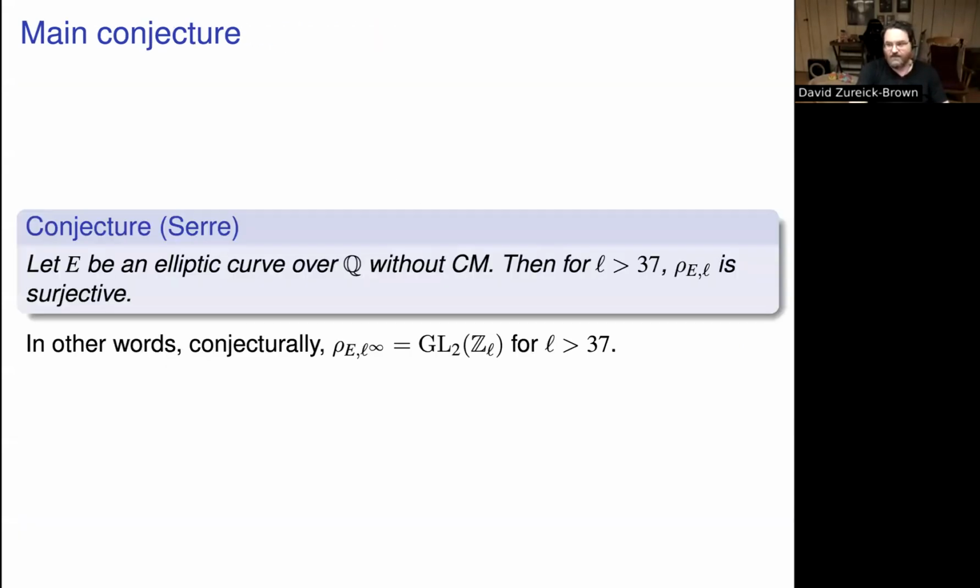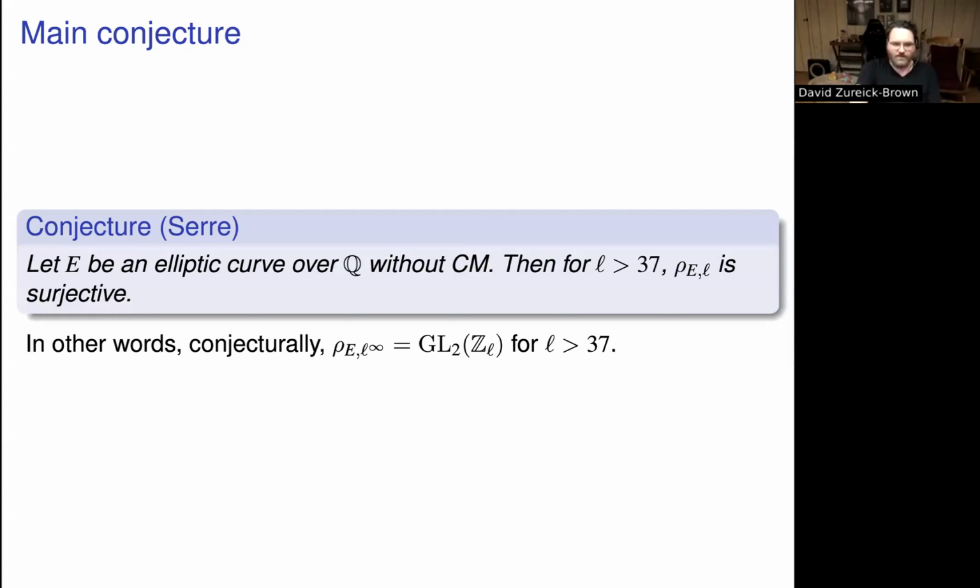Anyway, we're mainly sticking to the prime power case because that's all we could do. We're working on the composite. And the conjecture of Serre is that for an elliptic curve over Q without complex multiplication, the mod l images are eventually surjective. So for l at least 37. And then actually the l-adic ones are surjective as well.